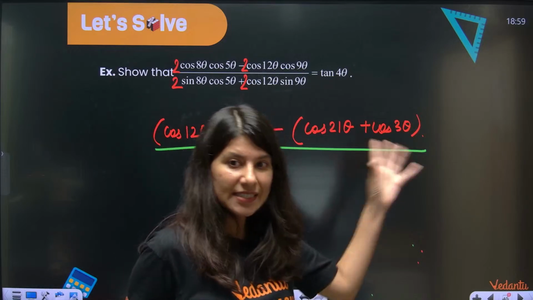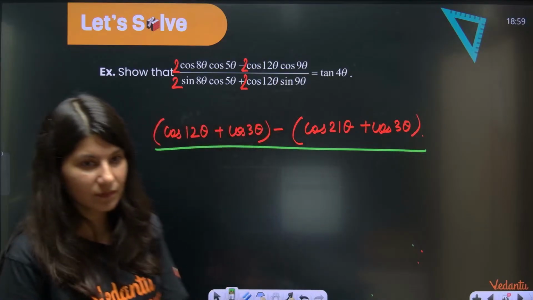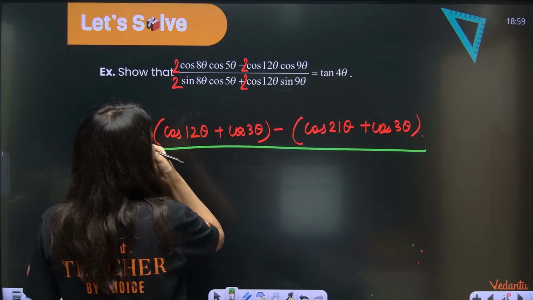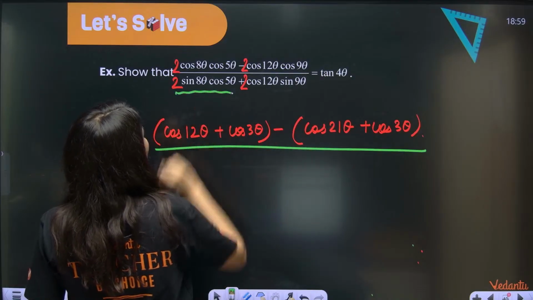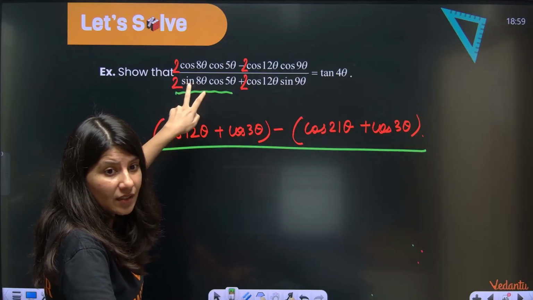Yeah, but this is something which is more often asked in JEE Main. Cos C plus cos D minus, okay, so this is what is done. Now, 2 sin A cos B. Apply the formula right away.